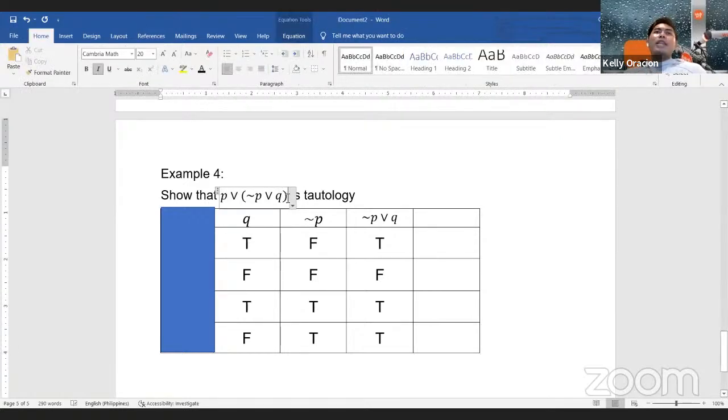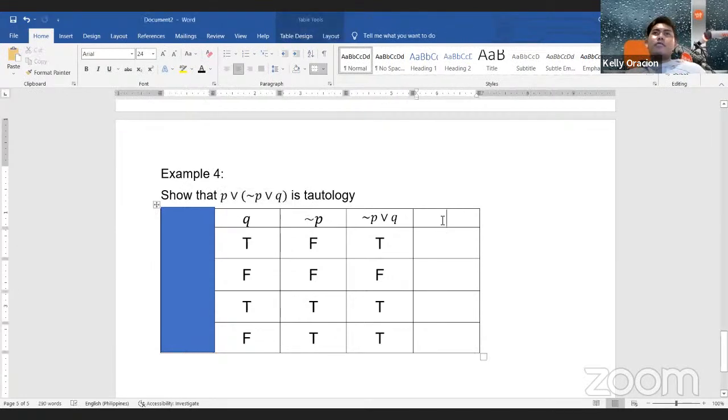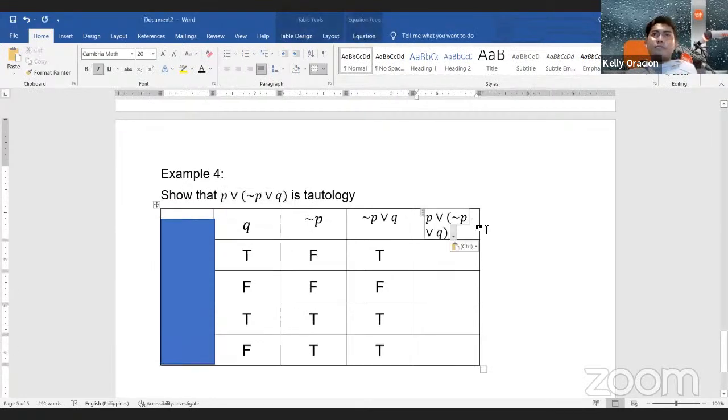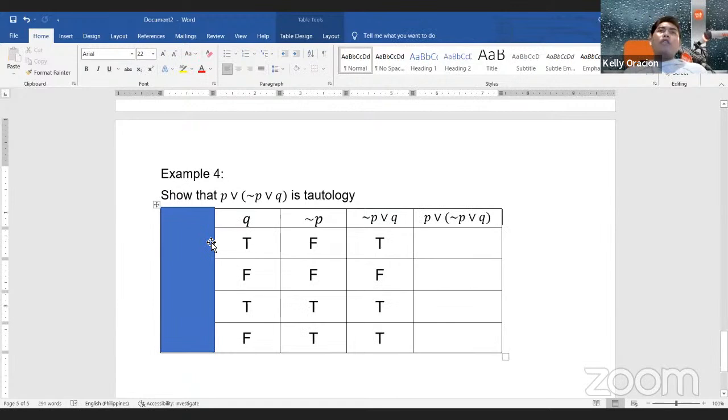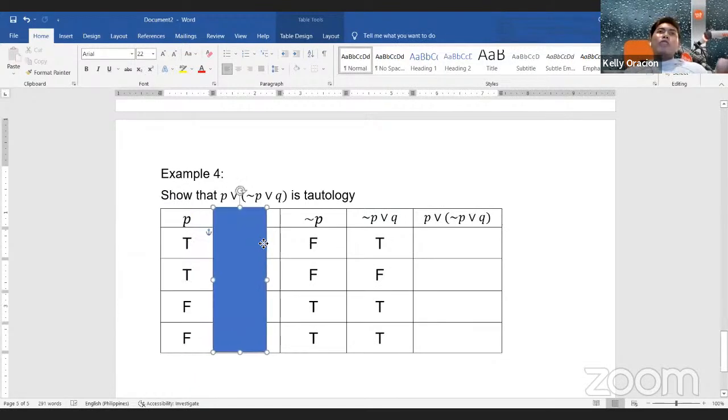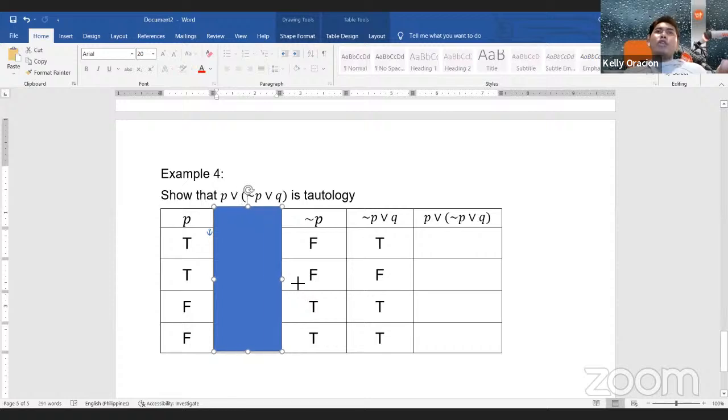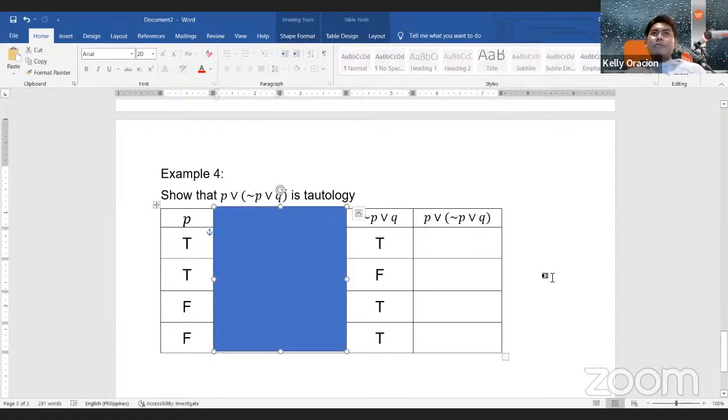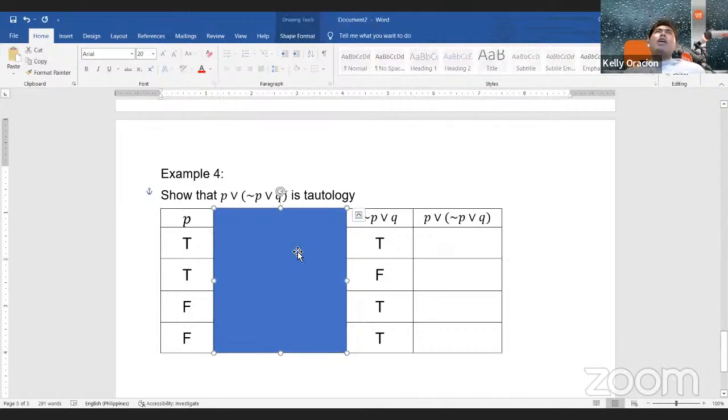Now, to complete our table, let's focus on the given statement. Ito na yung last. Okay, so our focus is itong dalawa, to determine if that statement is a tautology or not. Take note that the connective used in the two statements is or. That is disjunction. Again, disjunction siya.